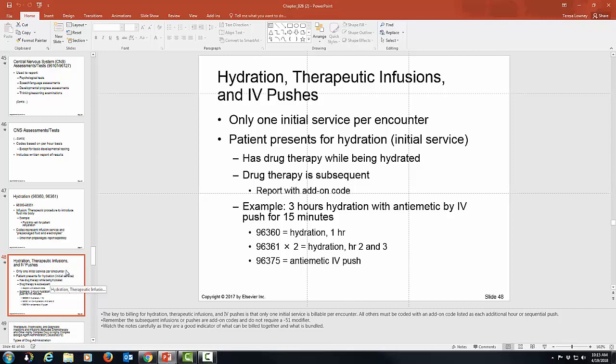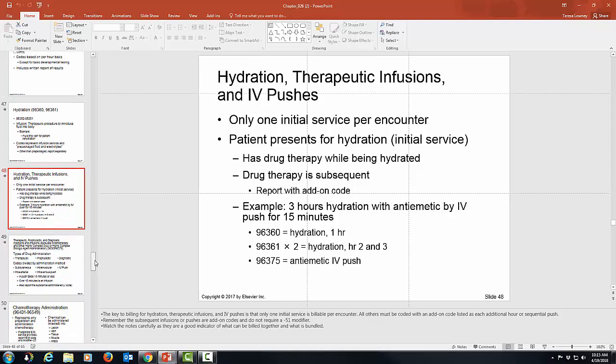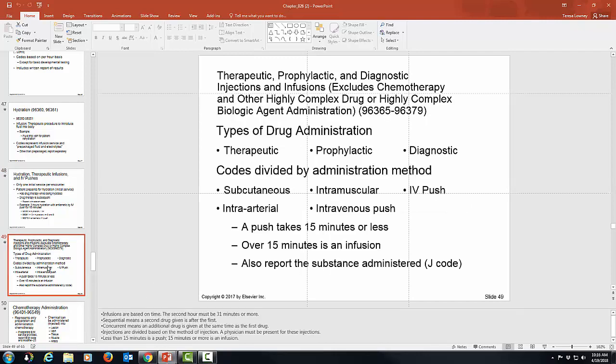So here's more hydration. There's only one initial service per encounter. If the patient presents for hydration and it has drug therapy, for example, your chemo patients, then that would be subsequent, okay? So make sure that you're looking at your time, your hydration for 1 hour. Your second one is for hydration hour 2 and 3, and then if there's a push, okay?